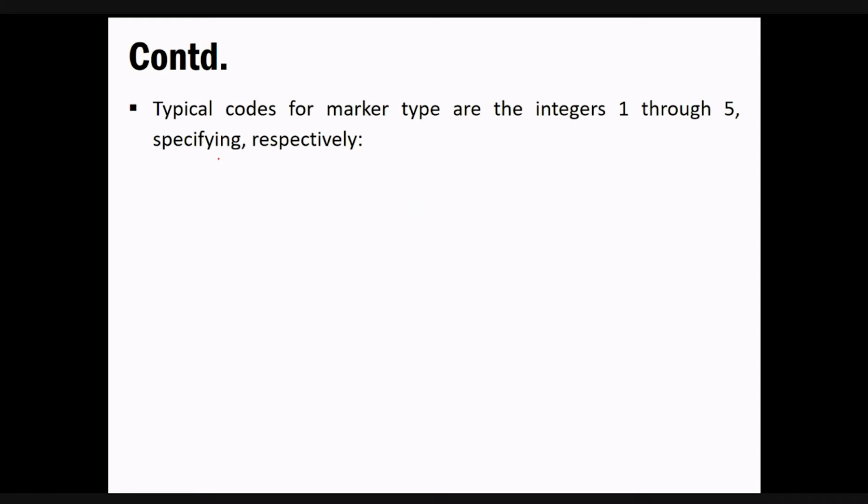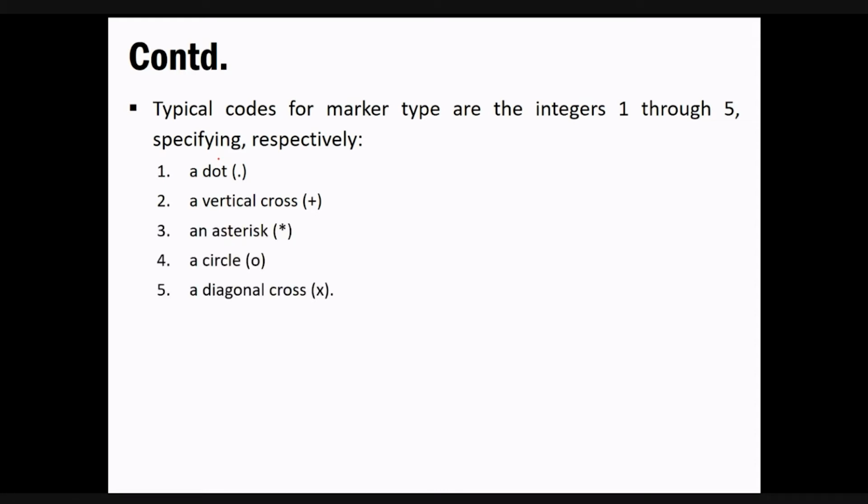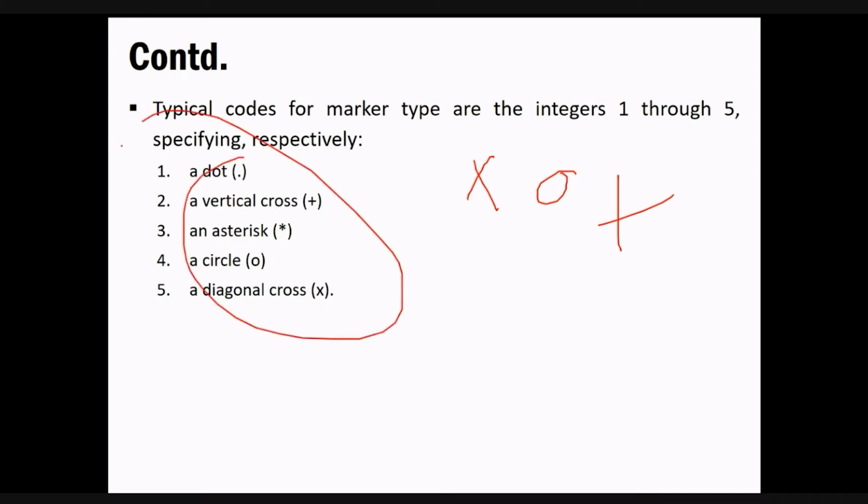Typical codes for marker type are the integers 1 to 5, specifying respectively a dot, a cross sign, an asterisk, a circle, and a diagonal cross. So you can think of it this way: if you want something like this on your computer screen, and in between you have some text or something very important, you can embed that text with these particular markers.